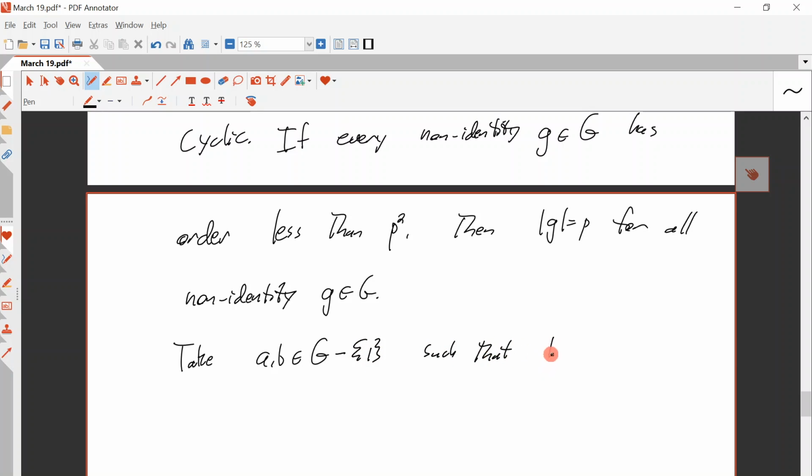A and B, such that B is not an element of the cyclic subgroup generated by A. The cyclic subgroup generated by A only has P elements in it, but G has P squared elements. So there's got to be some B that's not in there. Okay, since P is prime, the cyclic subgroup generated by A and the cyclic subgroup generated by B intersect in just the identity.